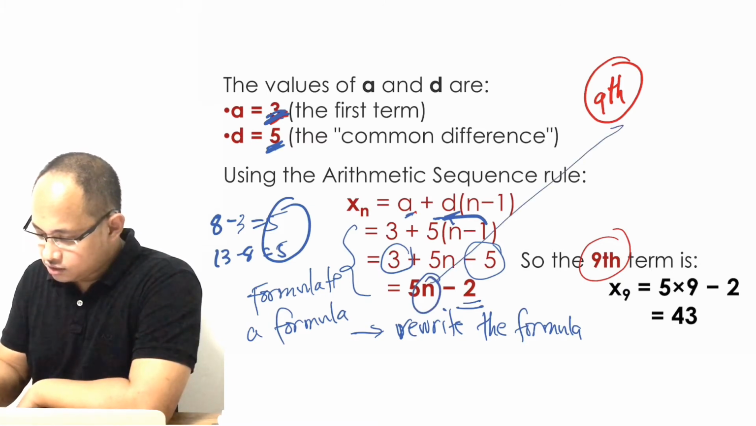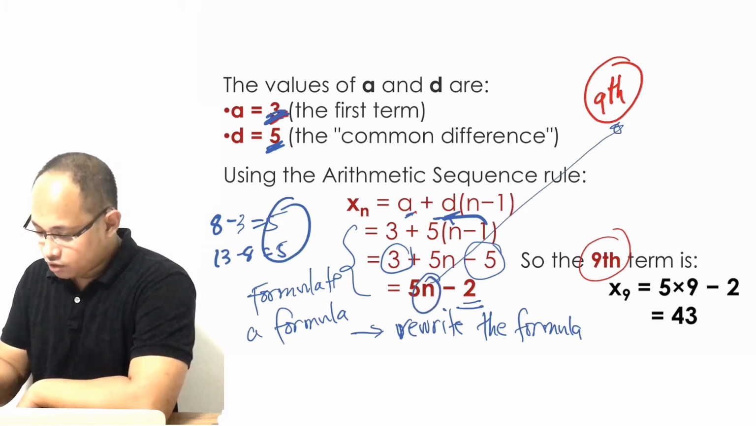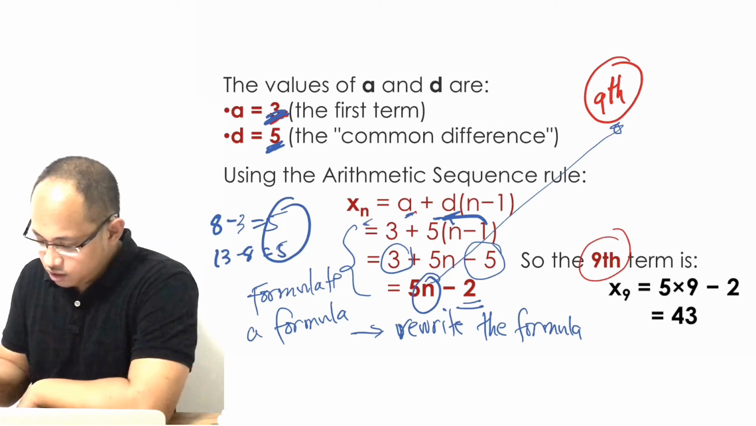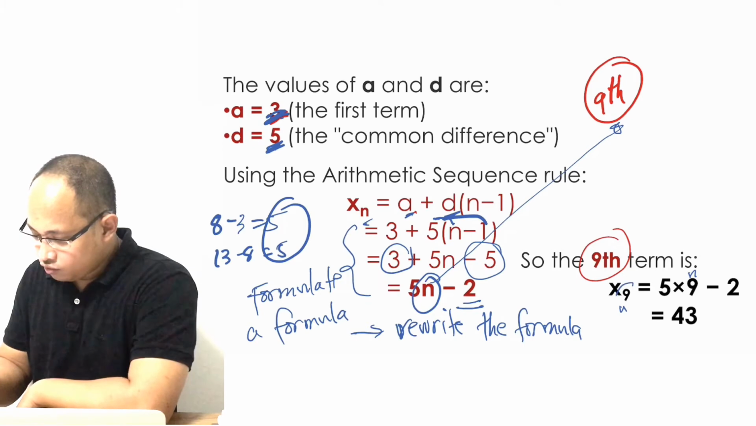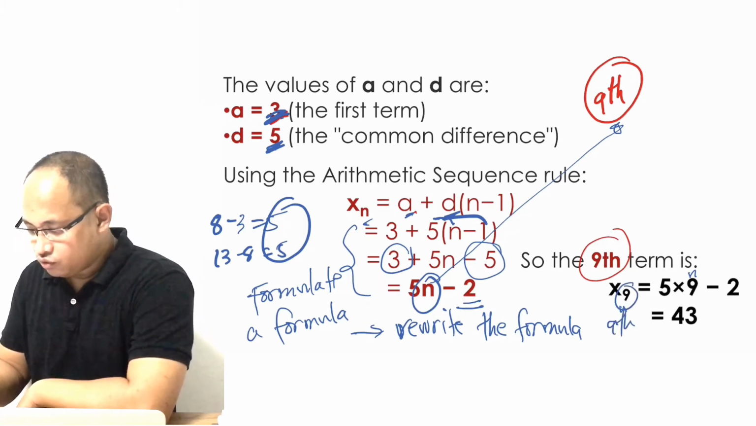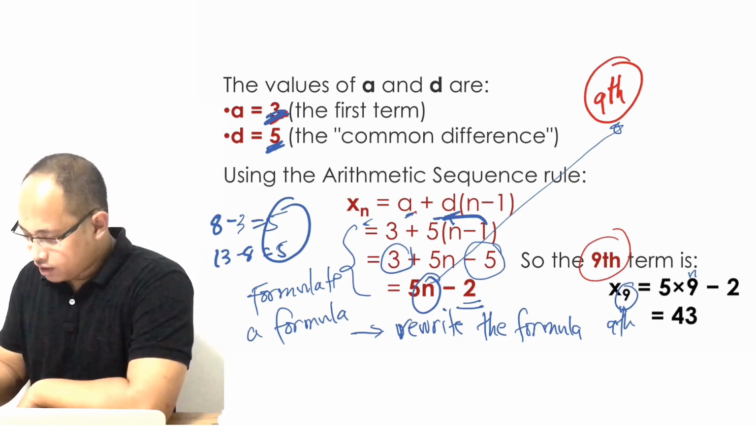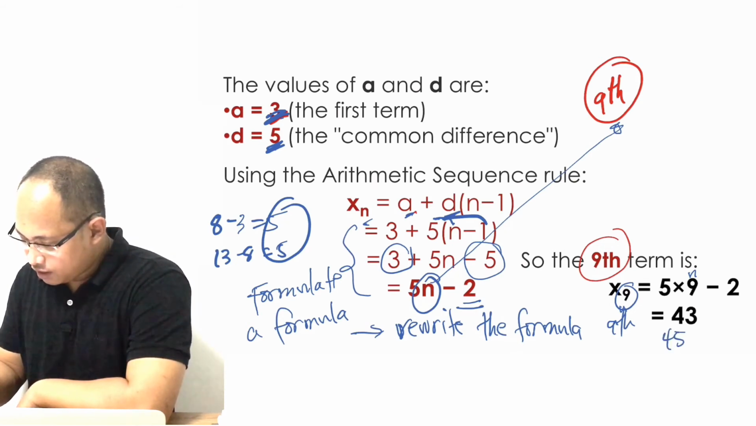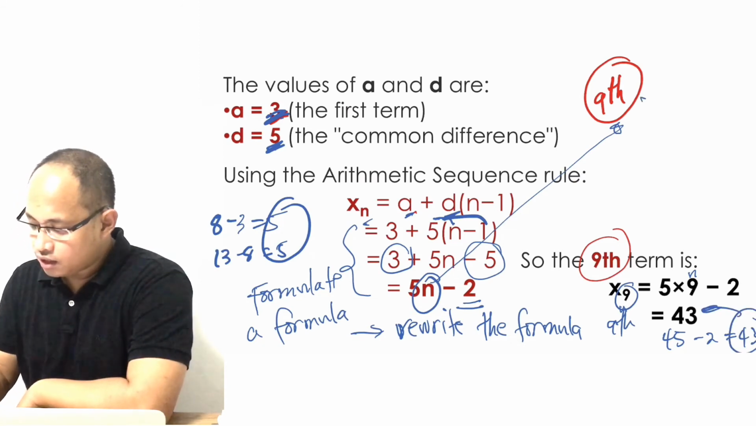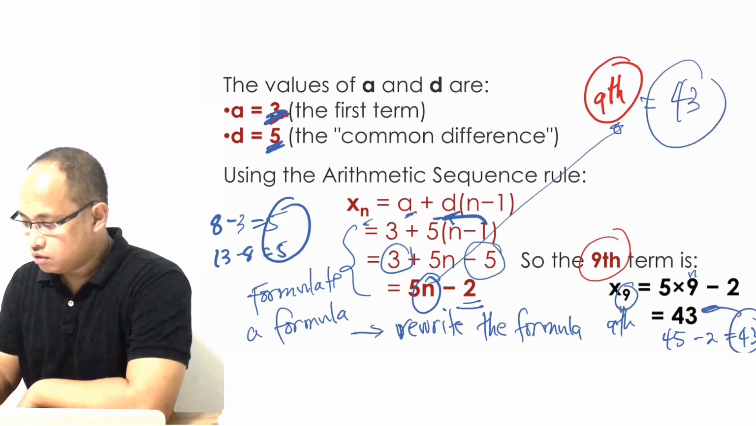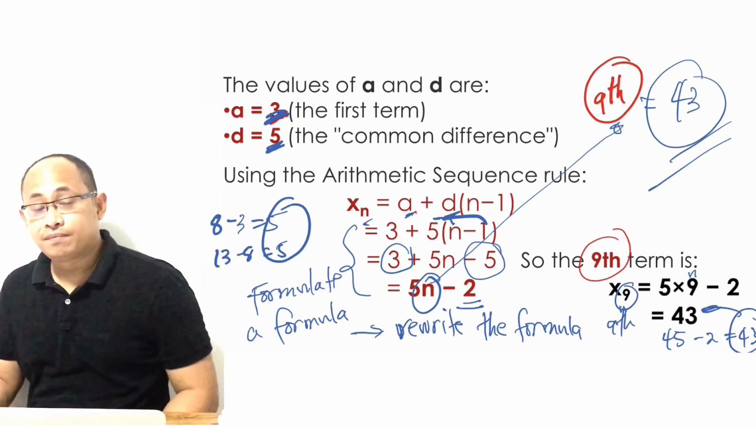Now what is this n? n is this ninth term, so therefore x here becomes n, and this is n, so we're looking for the ninth term, so 5 times 9, minus 2. 5 times 9 is 45. 45 minus 2, the answer is 43. So therefore the ninth term is equal to 43.